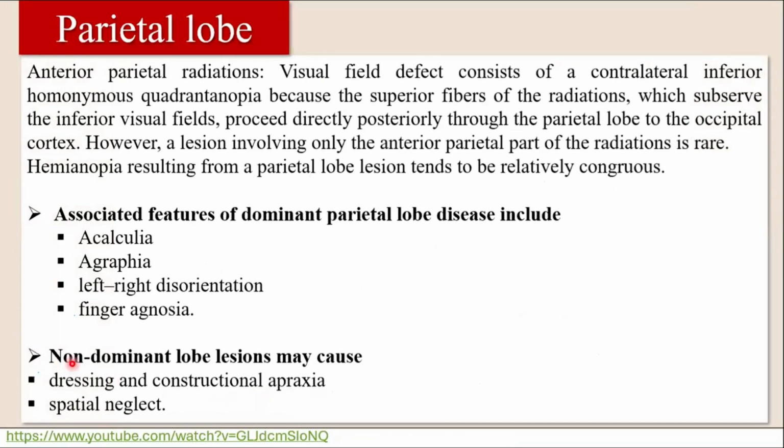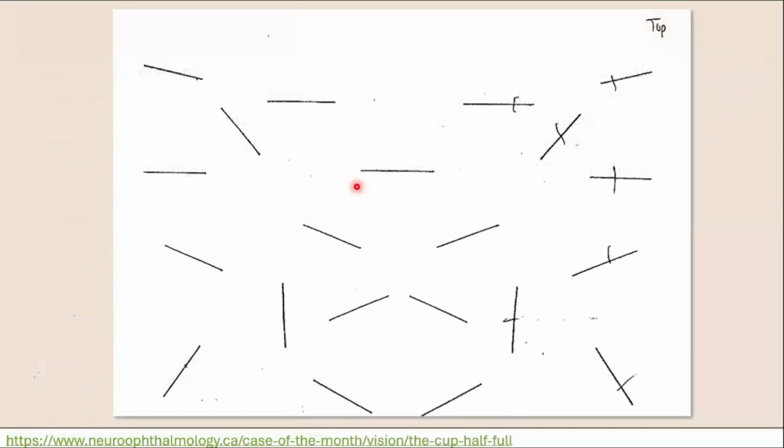For the sake of time, remember, this happens with the non-dominant lobe. For most of us, like 95% of people, that is the right. The right parietal lobe controls the left side of the visual field. So if we give the patient this paper with these lines, and ask them to cross each line vertically, they will cross only the right side.